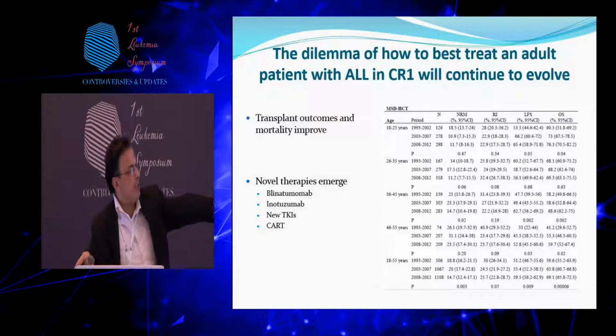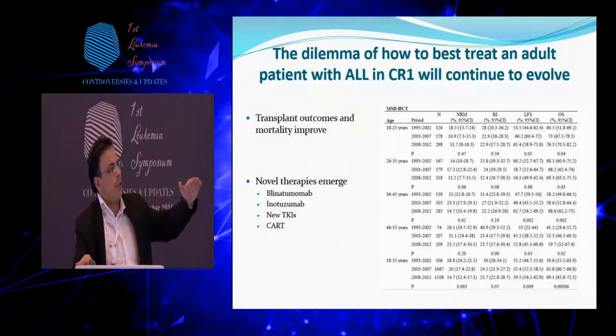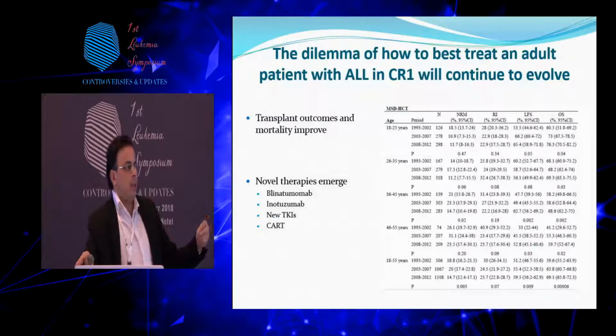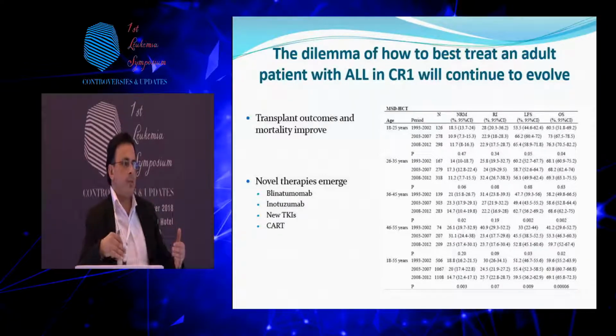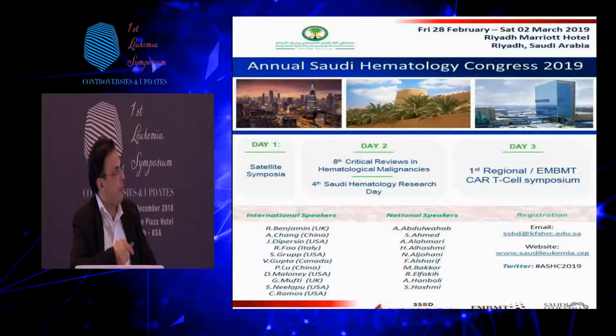As you see, you gain a survival of around 5% per 5 years. So each year the transplant-related mortality is less, and you're getting better survival and less non-relapse mortality with transplant. Basically, transplant is getting better, and at the same time you have novel therapies emerging. This is why the dilemma of how to consolidate a patient in CR1 will continue to evolve, and it's not easy to answer right now.